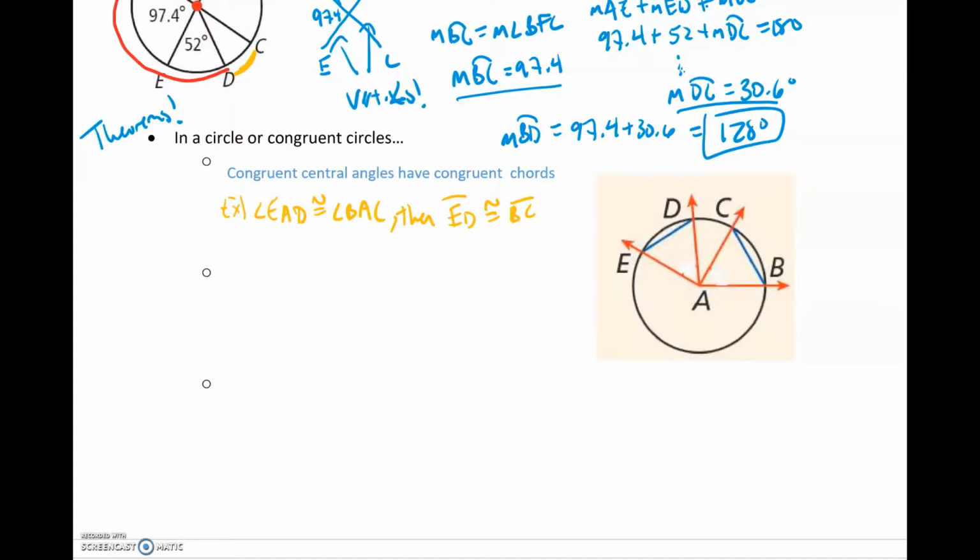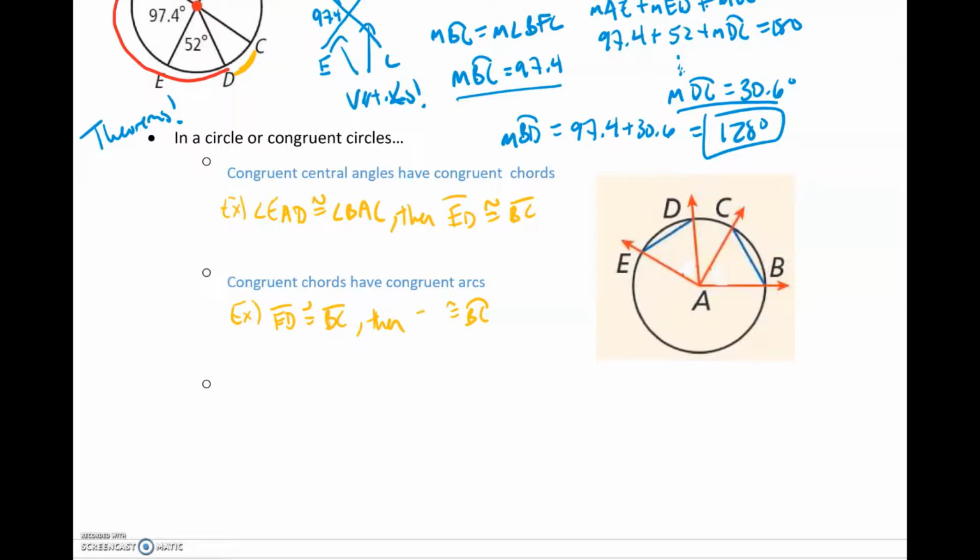Okay, the next one says congruent chords have congruent arcs. And this also kind of makes sense. If we already know our congruent central angles have congruent chords, the chords are then going to have congruent arcs because it's going to cut the same bit of the circumference off of your circle. So here, for example, if we know that ED is congruent to BC, then we can say that the arc ED is congruent to the arc BC. All right, no, that's an E, sorry, that's a little hard to read.